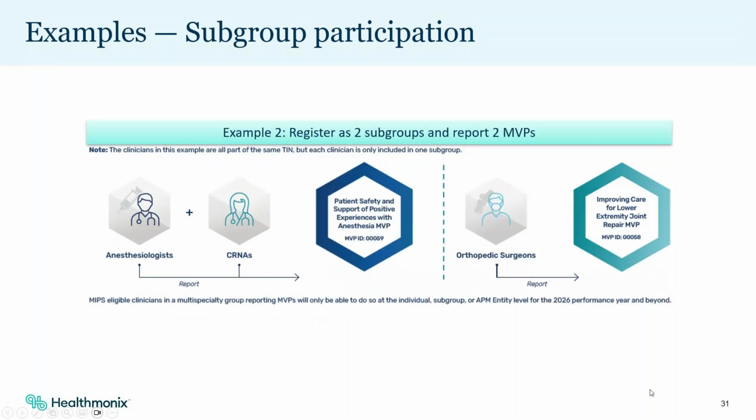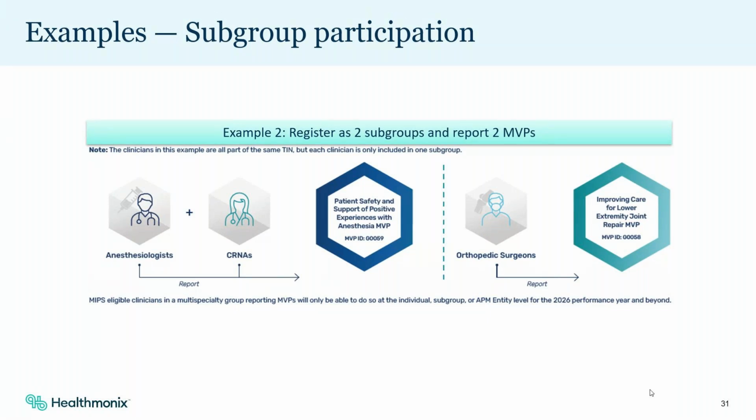So we go on to the next example. In example number 2, we can register as 2 subgroups and report on 2 separate MVPs. So here we're taking our group with our 3 different specialty types and breaking that out into 2 subgroups. So we would define to CMS our list of anesthesiologists and CRNAs who will participate in the anesthesia MVP, and separately define a subgroup of our orthopedic surgeons to report the extremity joint repair MVP. So this can provide more relevant measures even within a subgroup for participation for a multi-specialty group.